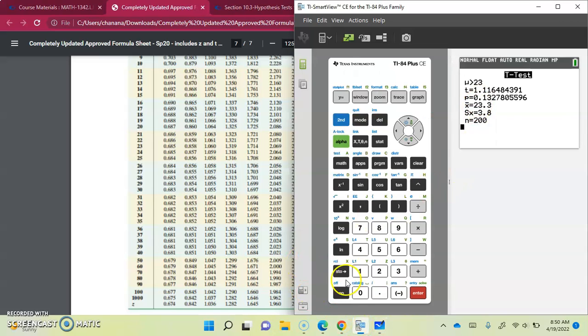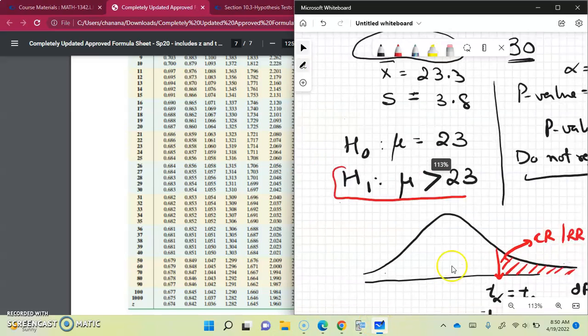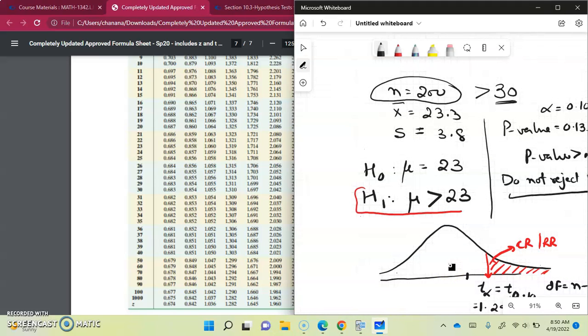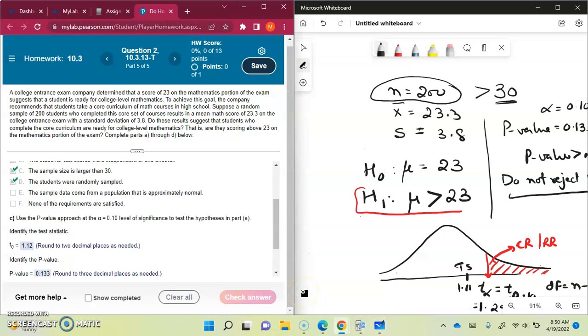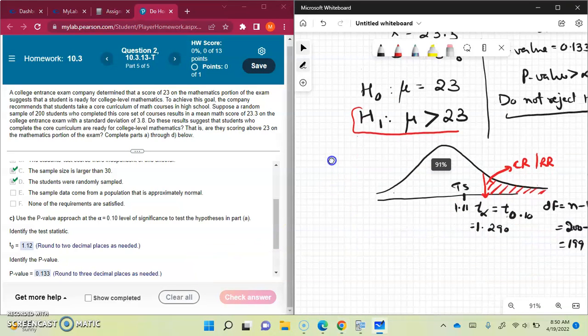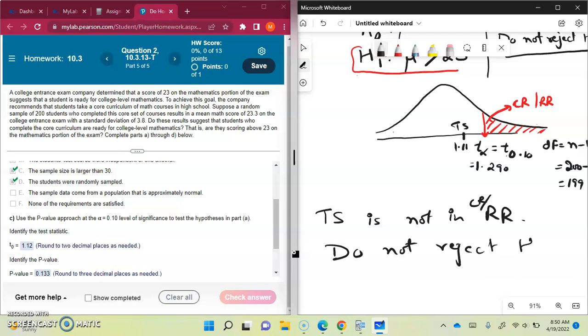to be 1.12. So we'll see where this is. 1.12 is here somewhere. That is your t statistic, right? That means the t statistic is not lying in the rejection region. The t statistic is not in the rejection region or critical region. That means we do not reject H naught based upon the t statistic also.